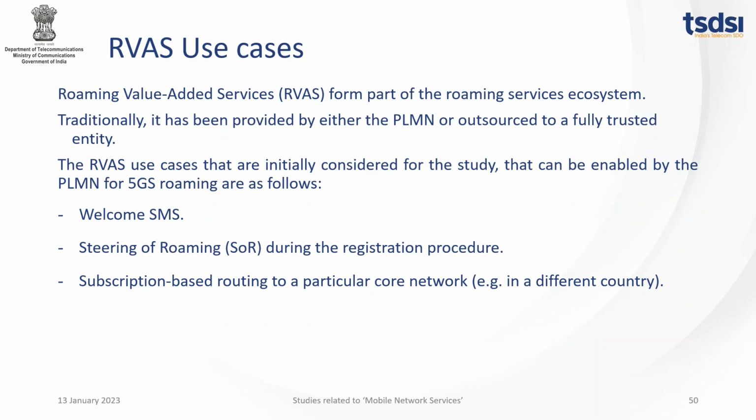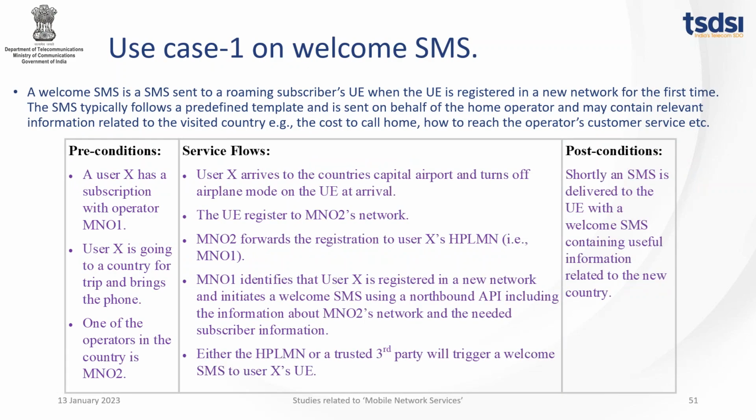Because of this, in this particular study we have considered 3 different use cases: welcome SMS, steering of roaming during the registration procedure, and subscription based routing to a particular core network. These are the 3 use cases considered under this study as part of the Release 19 study item within SA1 of 3GPP. Next slide, please.